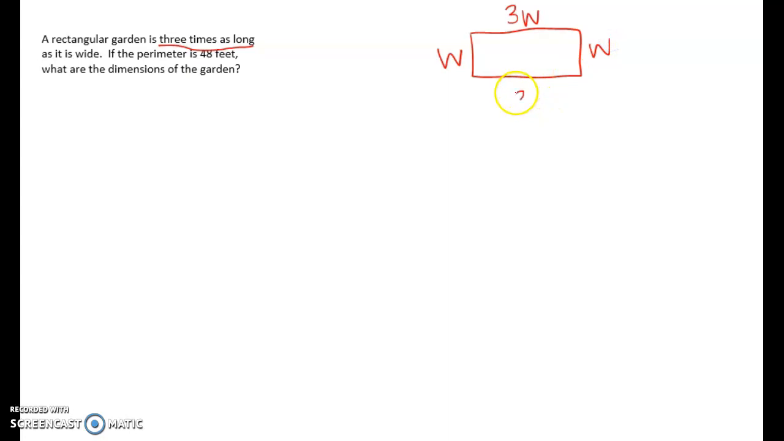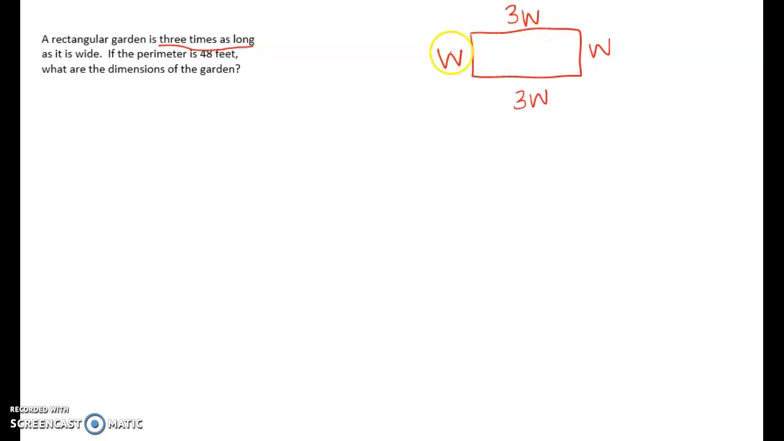Now, when we're talking perimeter, we're adding all 4 sides up. One way I remember, I think of the police shows where they're like, secure the perimeter. Well, that's the outer fence. We need to make sure that outer part is all added up.